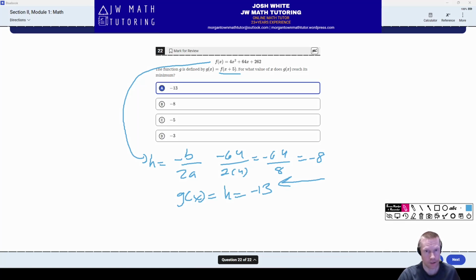The approach the College Board takes is they try to put this in vertex form by first plugging in the x plus 5 to get the g of x function and doing all that algebra, and then taking that quadratic and completing the square on it to put it in vertex form. And there's no need to do that. It's just a total waste of time.